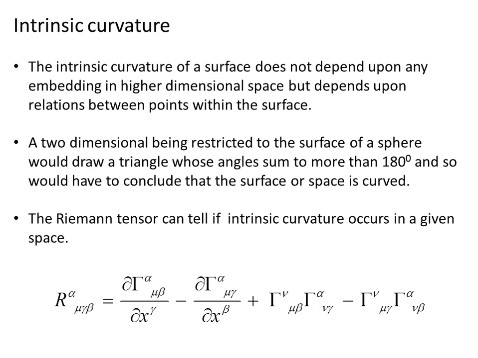Now, the Riemann tensor is the instrument that can tell us if intrinsic curvature occurs in a given space. And so here's that object here, and we're going to work with this tool in this video.